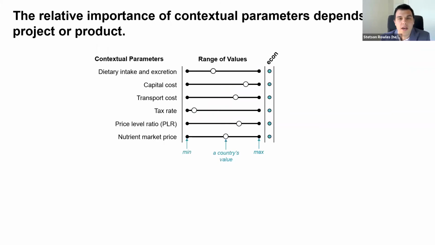Next, please. Now we can expand the number of contextual parameters that we're looking at for a specific country. The ones that we're considering, in this example, are listed on the left down the figure there. We see that they each have different values and all influence the economics of the project. It's important to note, though, that the relative importance of contextual parameters depends on the product or the project that we're performing the TEA on. Next, please.